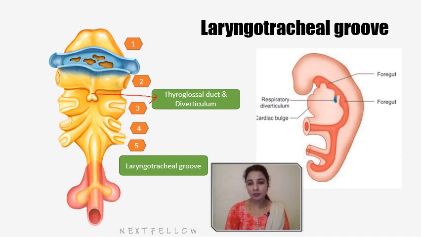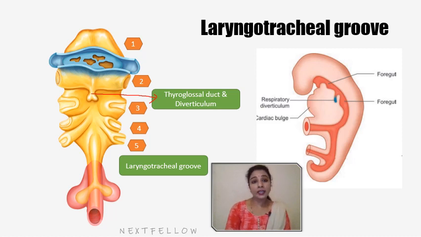We can see the development of this respiratory diverticulum, which is from the laryngotracheal groove. So laryngotracheal groove appears in the floor of the pharynx, ventral to the foregut, which evaginates to form laryngotracheal or respiratory diverticulum. It appears in the floor of the pharynx, ventral wall of the foregut, seen as a midline groove, which evaginates to form the laryngotracheal diverticulum, that is the respiratory diverticulum, during 4th week of intrauterine life.